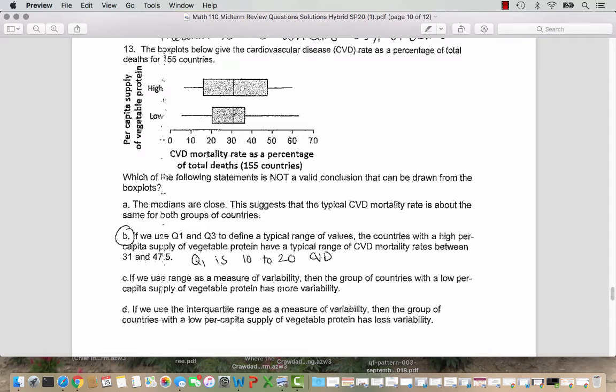And then question D says if we use the interquartile range as a measure of variability, then the group of countries with low per capita supply of vegetable protein has less variability. And that makes sense because the central box for the low vegetable protein countries is smaller than for the high vegetable protein countries.